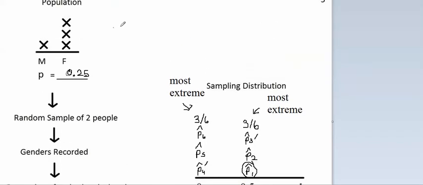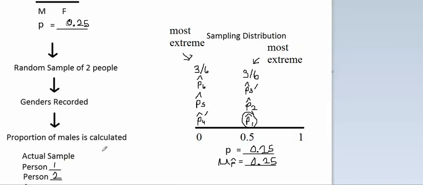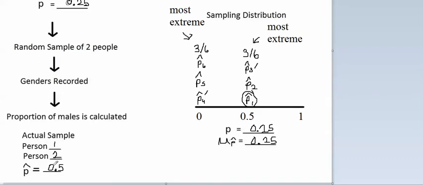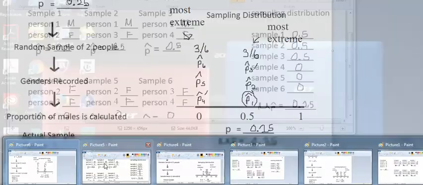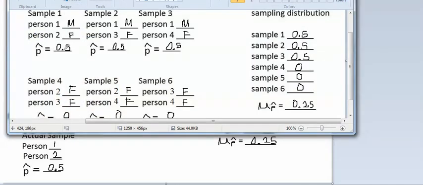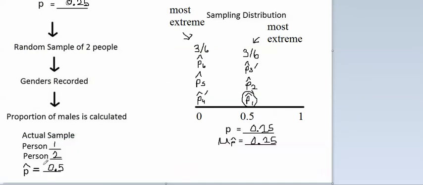Next, you're going to get 4 pieces of paper and write M, F, F, F, and then randomly select 2 of the 4 people to be your actual sample. If you end up selecting person 1 and person 2, you'd write 1 and 2 right here. And then you're going to write the proportion of males in your actual selected sample. If you end up selecting person 1 and person 2, you've selected sample 1, which is 0.5 male, which means your P hat is 0.5.